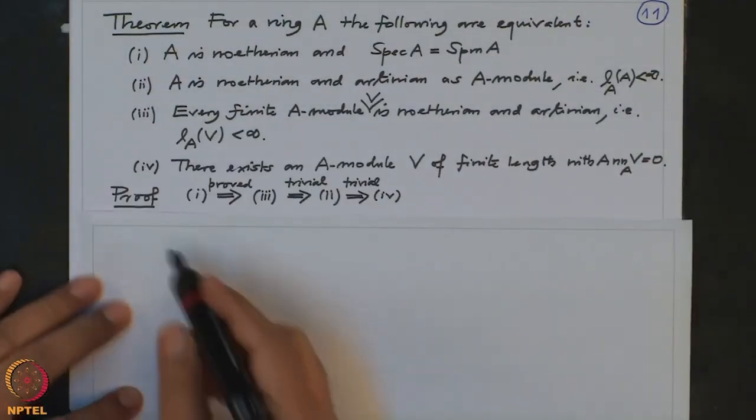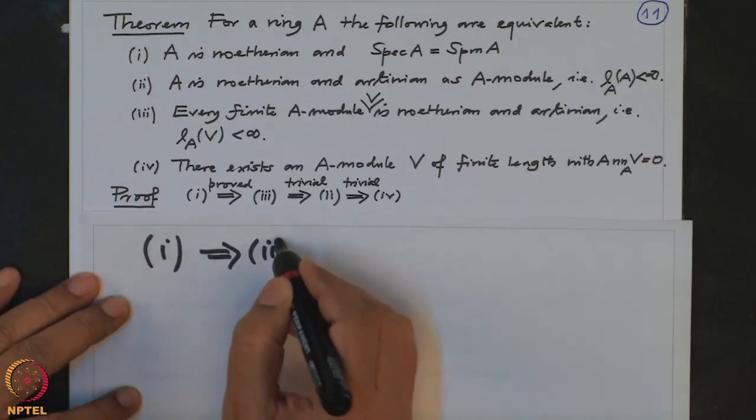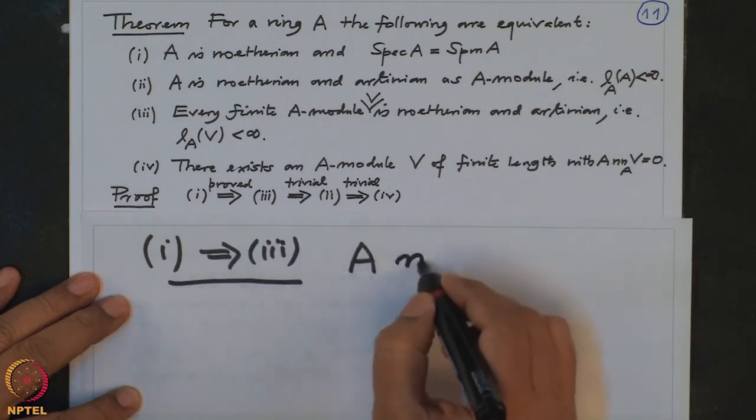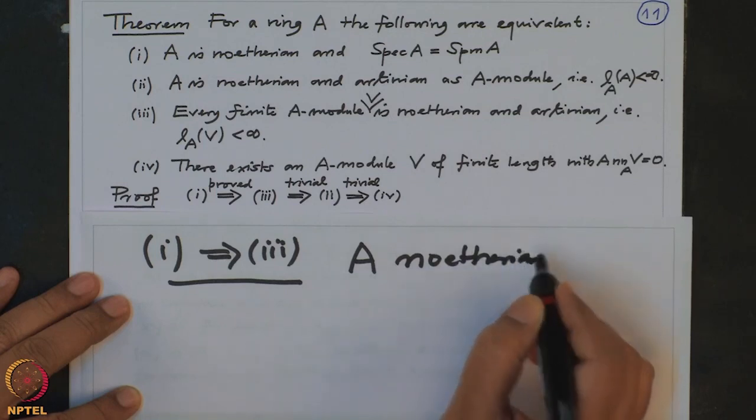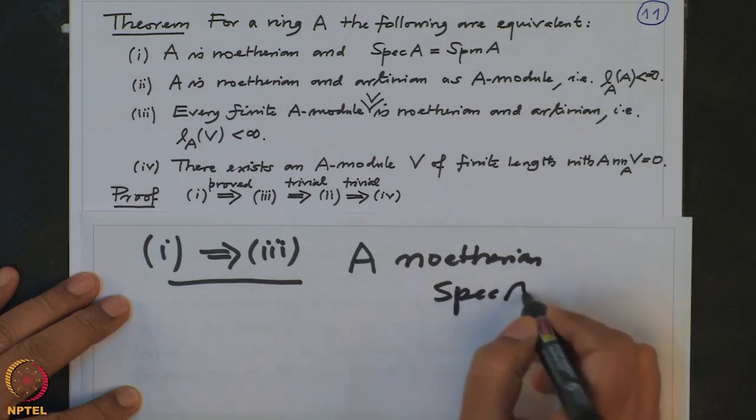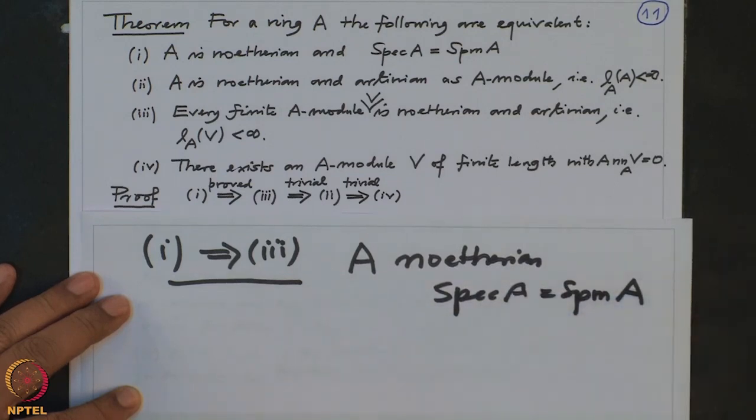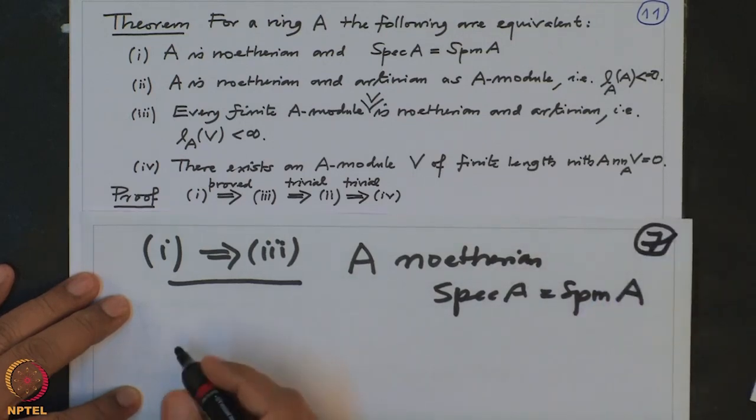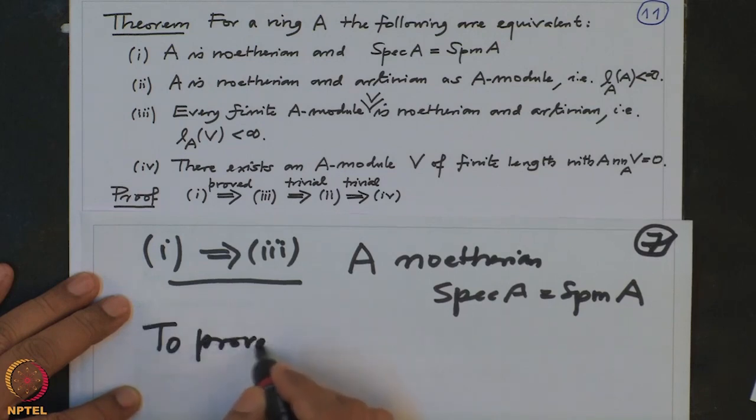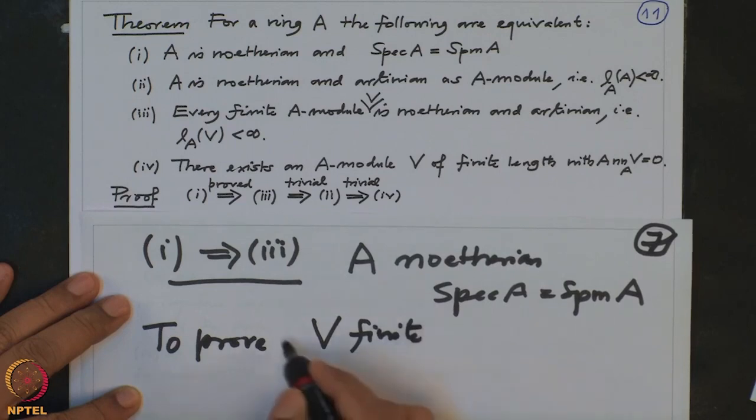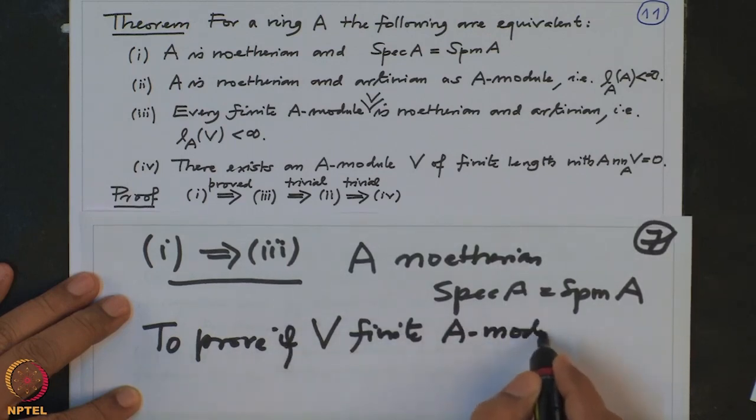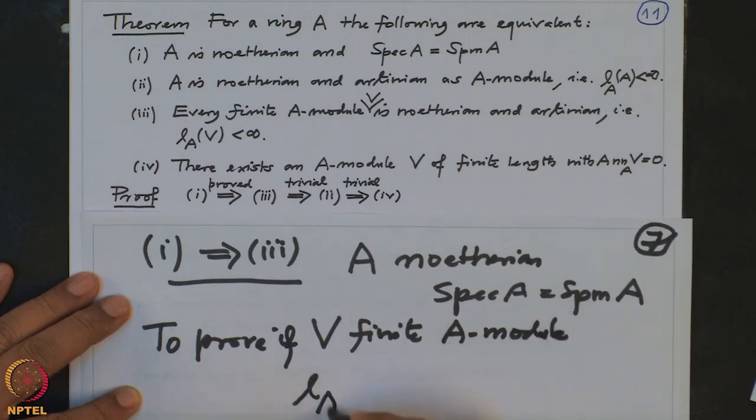I want to recall. So this is the proof of 1 implies 3. So what are we assuming? We are assuming A is Noetherian, and every prime ideal is maximal. This is what we are assuming. All right. Now, what do we want to prove? I want to prove that if V is a finite A module, then V has a finite length. This is what we want to prove. A finite module has a finite length. And we are assuming A is Noetherian.